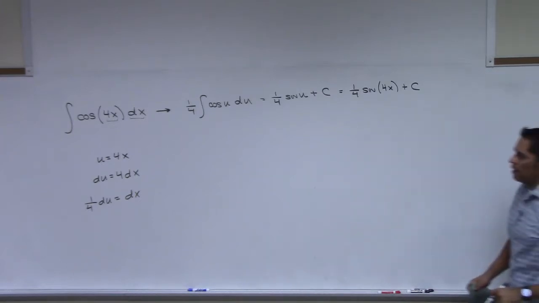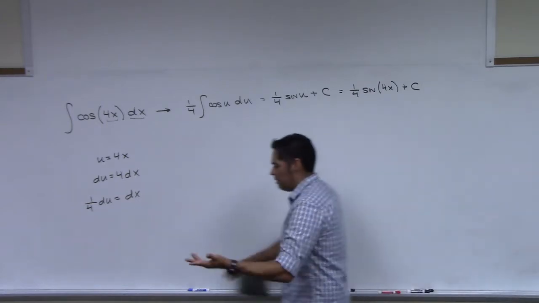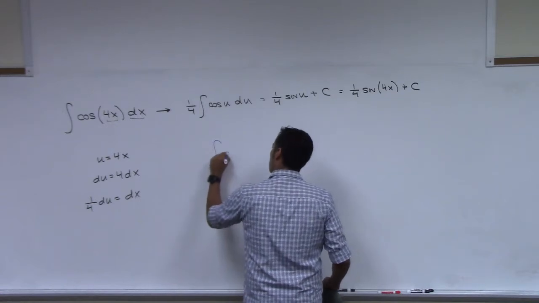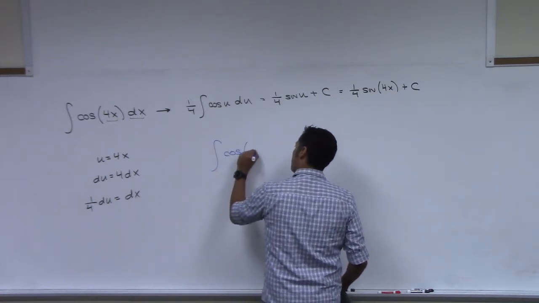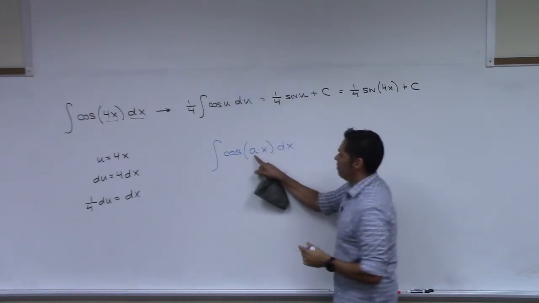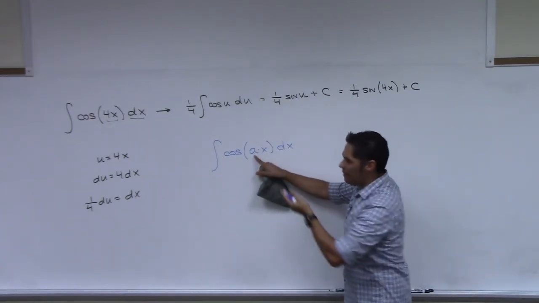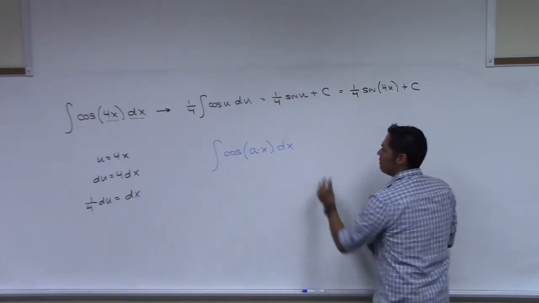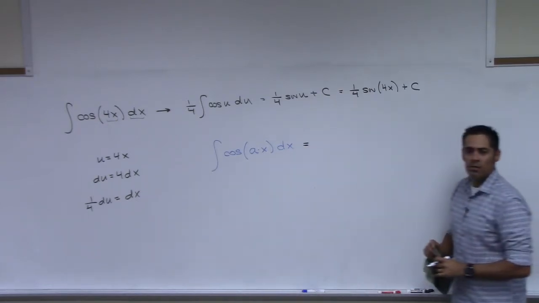Okay, I did that kind of quick. So I'm wondering if from that you can tell me what the antiderivative of cosine of a times x would be, where a is just some constant. So a could be 4, a could be 5, a could be -2. Like, what's going to wind up happening when I take the antiderivative of this? What am I going to have to do?